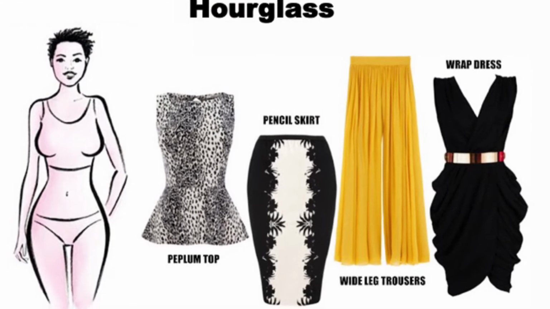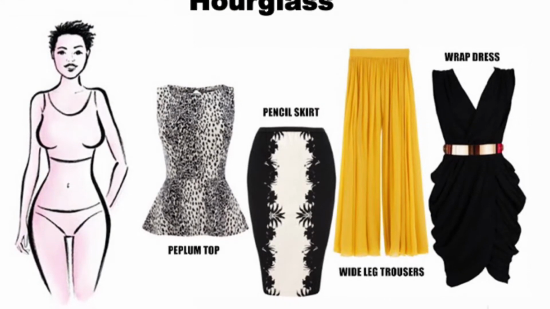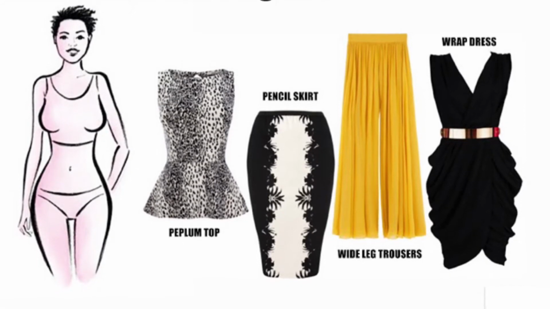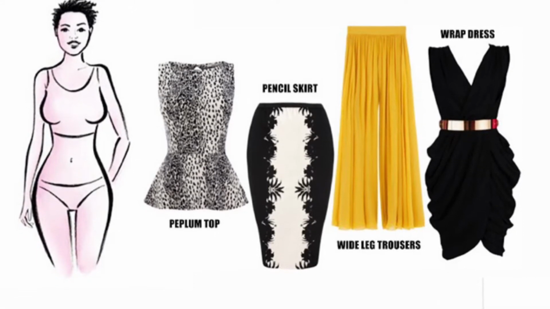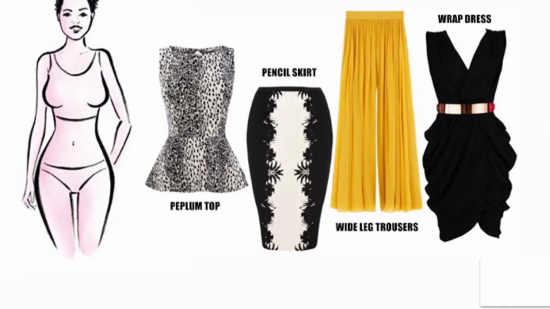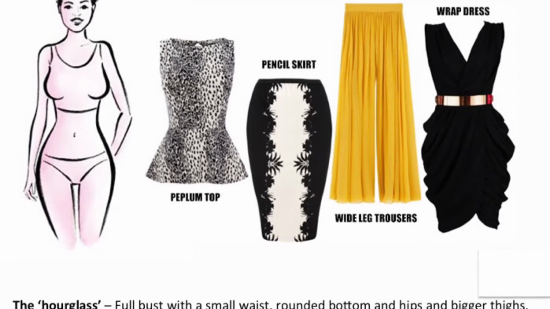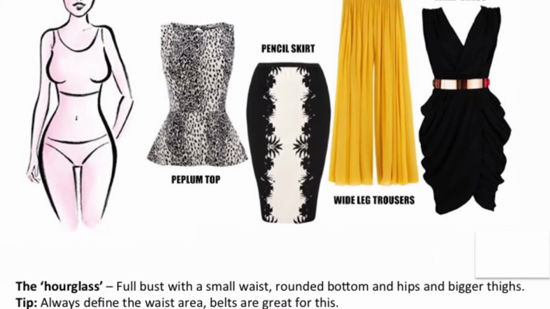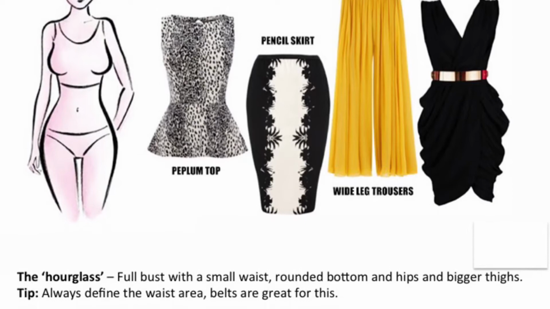For hourglass figure, always accentuate your waistline. A wide belt is always a great way to show off your lovely figure. Also, form-fitting tops and dresses or wrap style dresses are also very complementary to your figure.